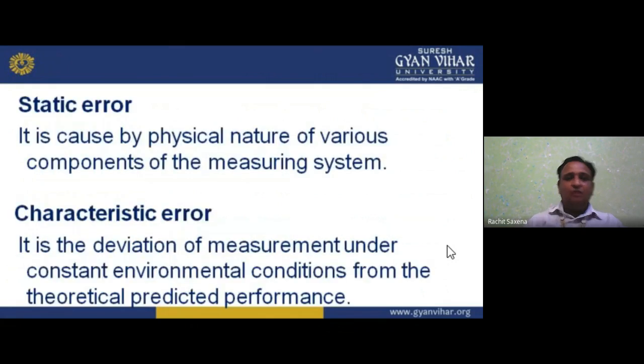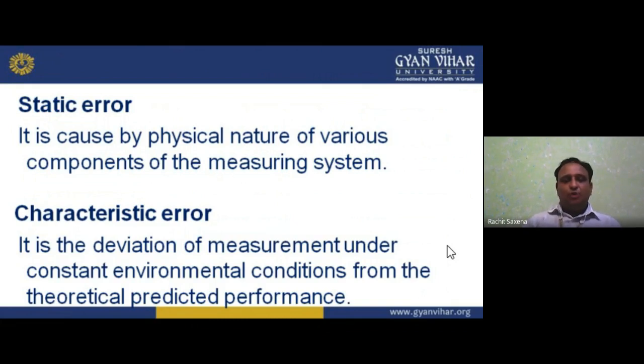Now, static error. It is caused by the physical nature of various components of the measuring system. Secondly, we have the characteristic error. It is the deviation of measurement under constant environmental conditions from the theoretical predicted performance. So we have the static error, caused by the physical nature of various components of the measuring system.